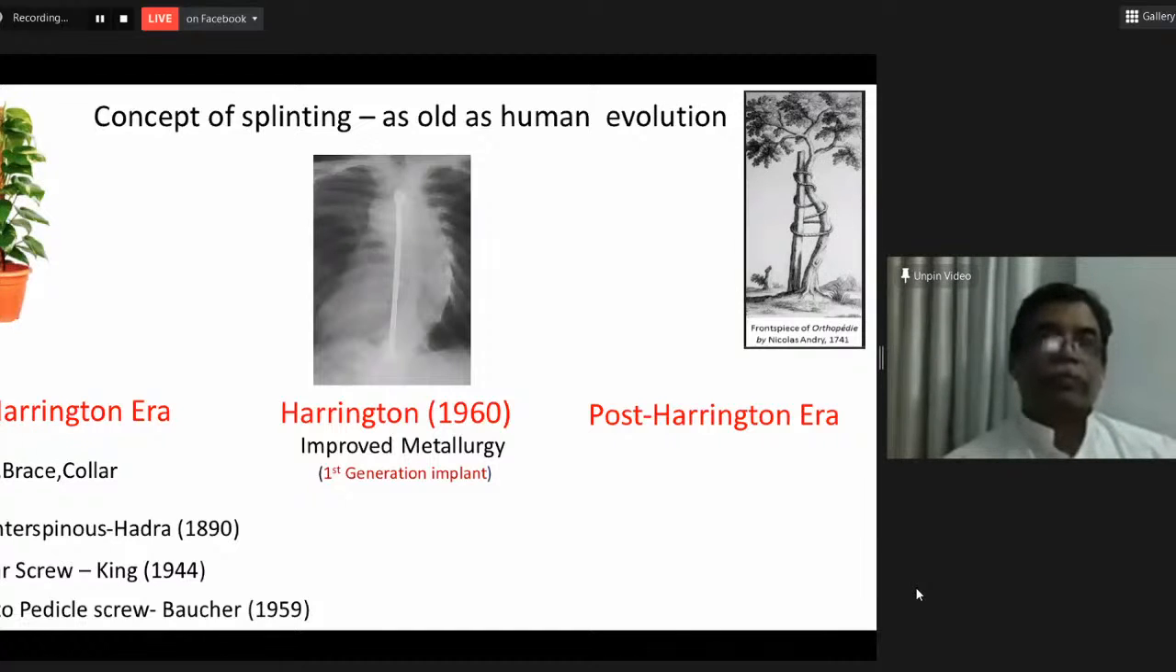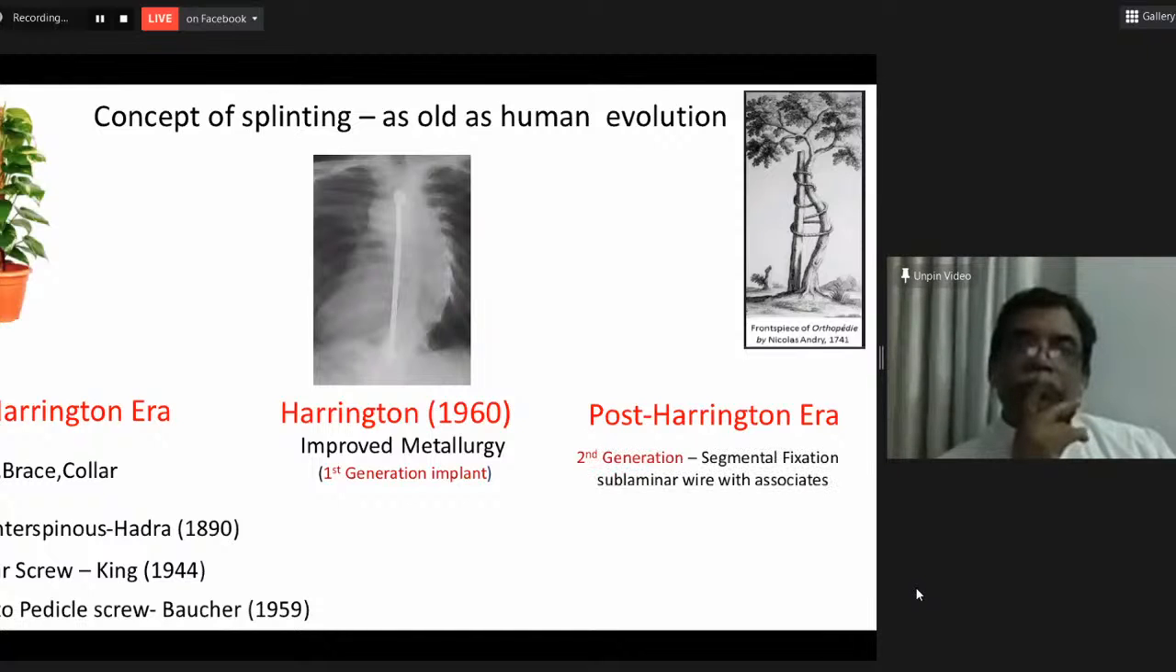The best and starting contribution was made by Harrington, in the Harrington era, where we knew much about the metallurgy. Before that was the pre-Harrington era, where only minimal attempts were made to internally fix the spine. If you go into the history, Hydra was the first person who used the interspinous wire in 1890. Then the laminar screw was passed by King, and then Boucher used a screw through the facet in 1959.